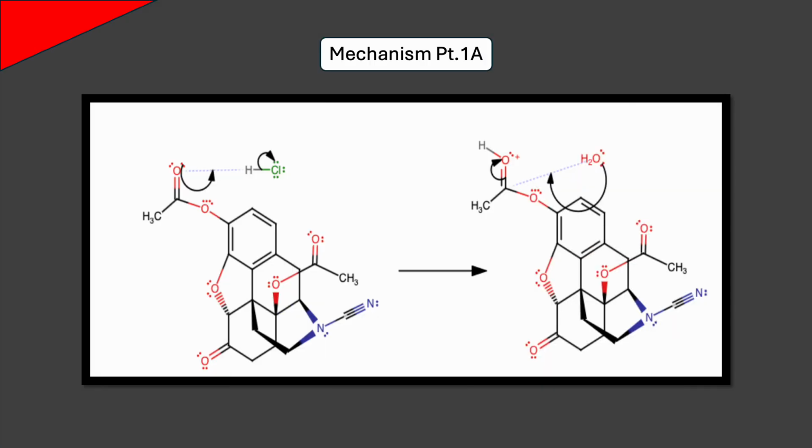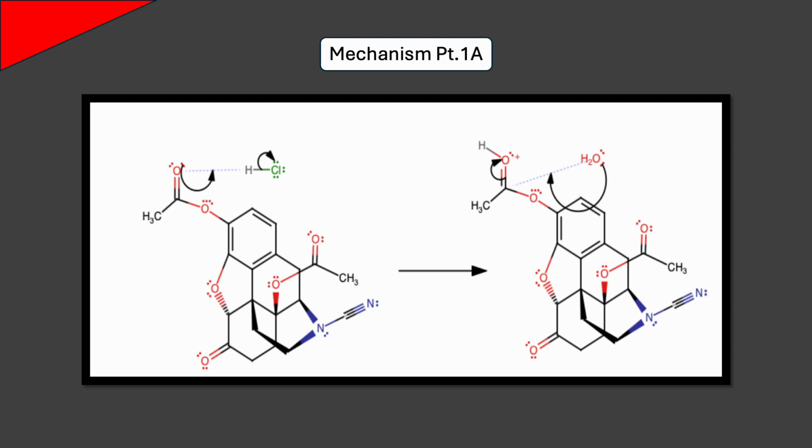The first part of this mechanism is the protonation of the carbonyl oxygen. Using its lone pair, it will grab an H from HCl, breaking the bond between H and Cl towards the Cl. This will form our second structure, the protonated oxygen, which will now pull more electron density from the carbonyl C, making it more electrophilic. This is because it will try to satisfy the positive charge.